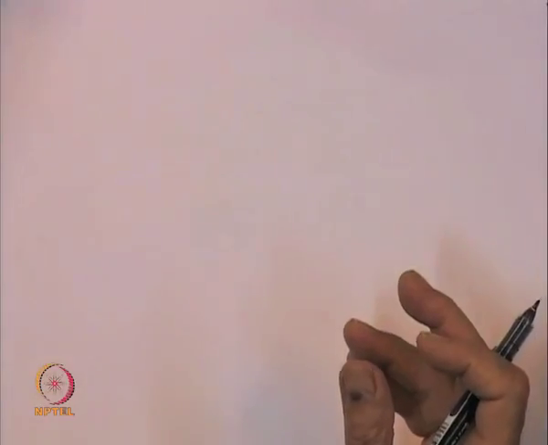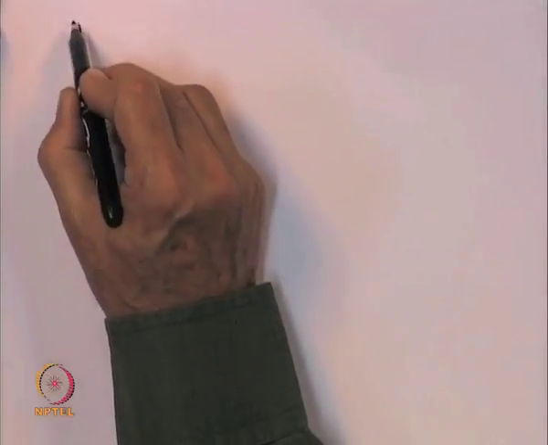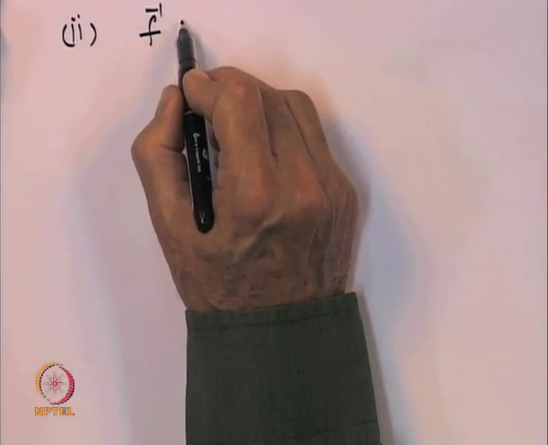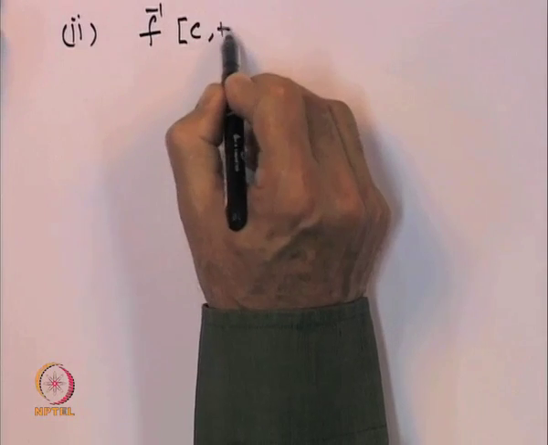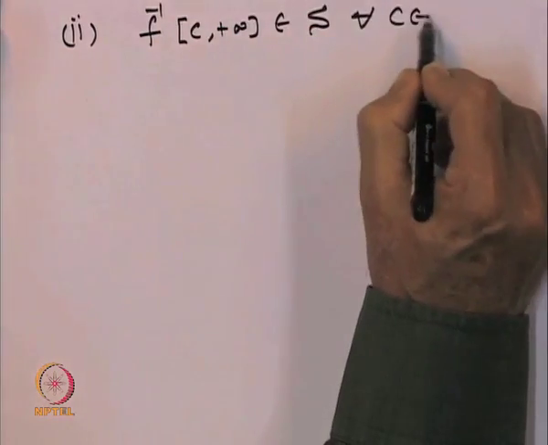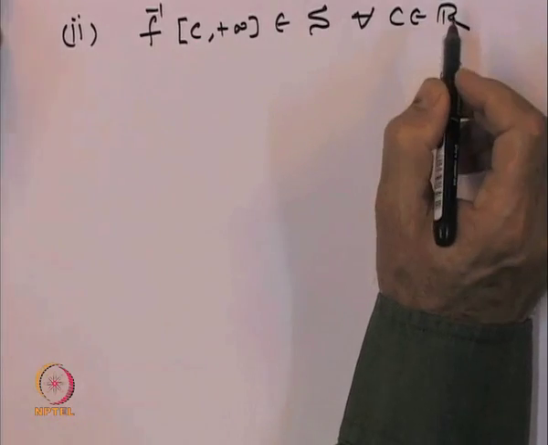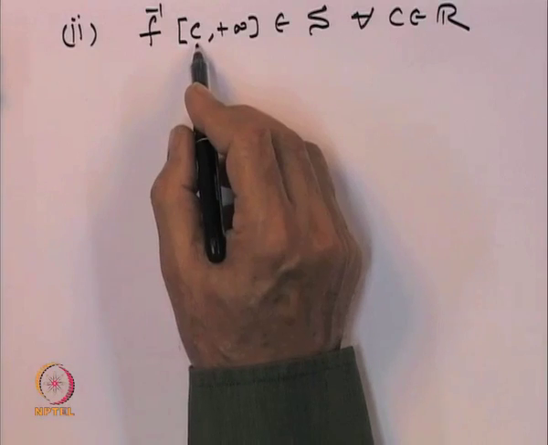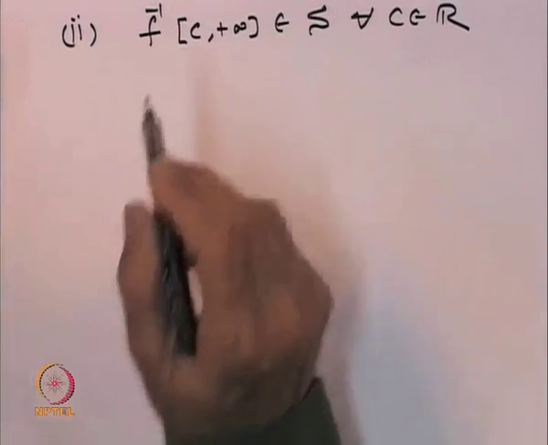Let us show that 2 also implies 1. So, what is the statement 2? Statement 2 says f inverse of the closed interval c to plus infinity belongs to S for every c belonging to R. So, that is the statement 2. So, we want to now prove the same thing for open intervals.